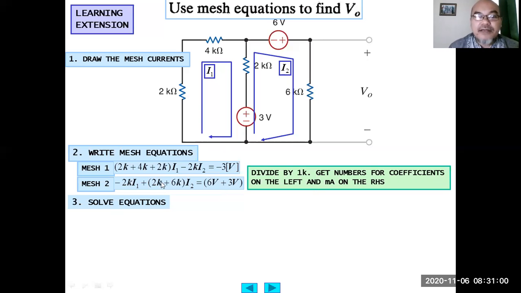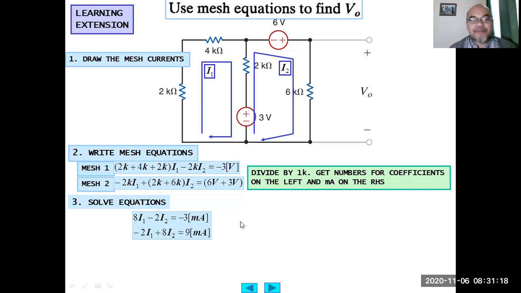If you divide each term by 1k, you get smaller numbers. So this becomes 2 plus 4 plus 2, minus 2, equals minus 3 divided by 1k. For example, it becomes milliampere. So this is the case. For mesh 1, it becomes 8 I1 minus 2 I2 equals negative 3 milliampere. Mesh 2 becomes negative 2 I1 plus 8 I2 equals 9 milliampere.